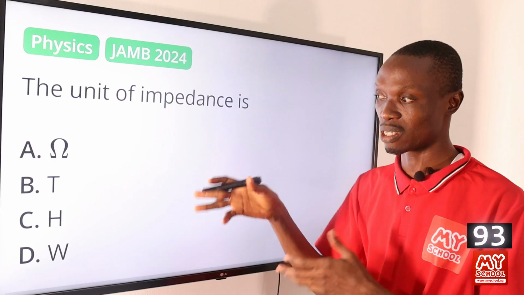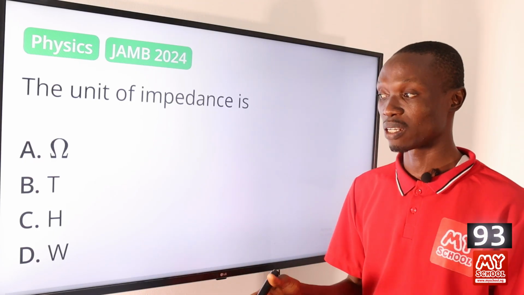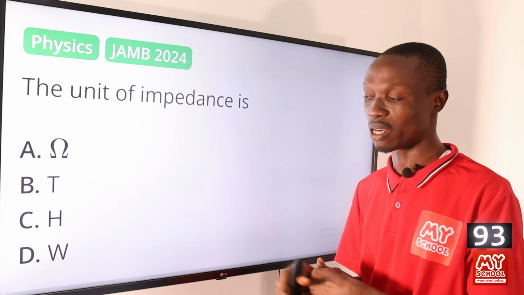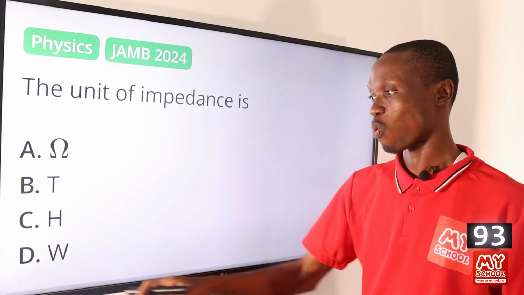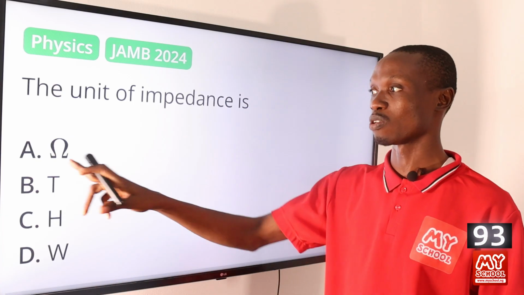While option B, T, actually stands for Tesla, and that is the unit of magnetic flux density. While C here, we have H, and H stands for Henry, and it is the unit of inductance. While D stands for watt, which is the unit of power. But the correct answer to this question is option A, ohms.